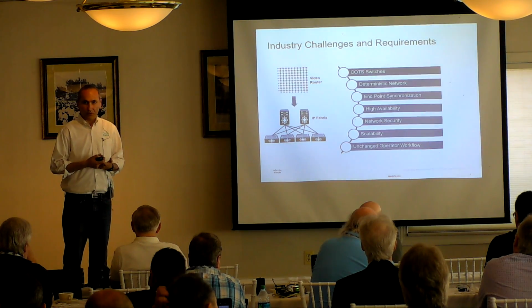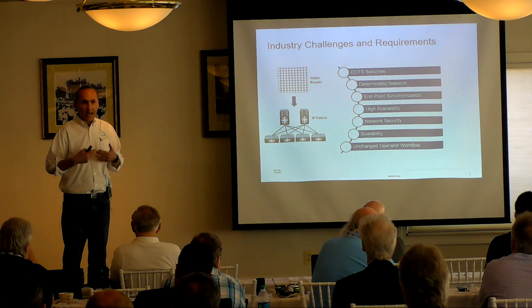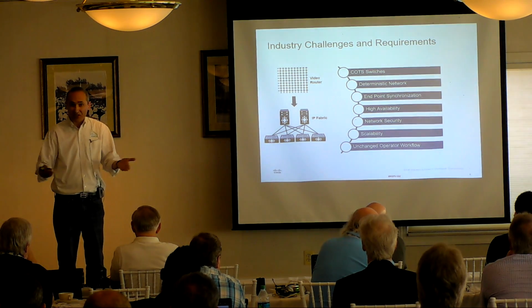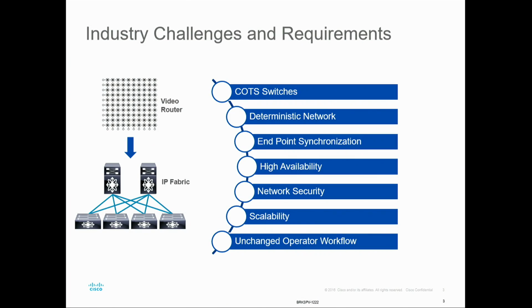So what are the requirements? What I'm showing here is basically, as we progress through building these IP fabrics to replace SDI routers, what are some of the requirements? Built on off-the-shelf switches, just to maintain the benefit of economies of scale. So minimize any customization as much as we can. Deterministic network. When we say it's a bunch of IP stuff that is underlying carrying your traffic, you want to make sure that you don't have packet loss. You want to make sure that you're addressing the connectivity in a proper way. So we're calling that deterministic network.